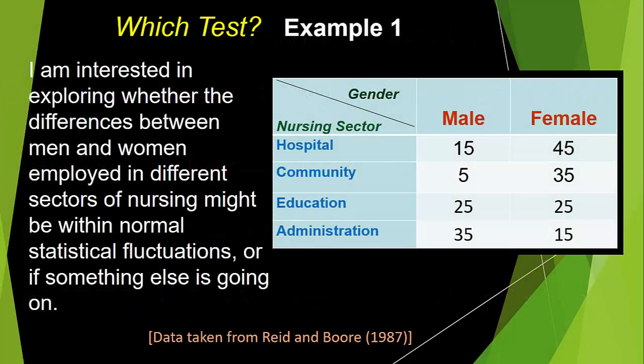Now let me give you an example of when we might use the chi-squared test. Suppose I am interested in exploring whether the differences between the number of men and women employed in different sectors of nursing might be within expected statistical fluctuations, or if something else is going on. This data is taken from Reed and Bohr, and you can see that whilst in total there are more men than women, there's 120 women versus 80 men, i.e. in the ratio 3:2, this is certainly not reflected across each sector.